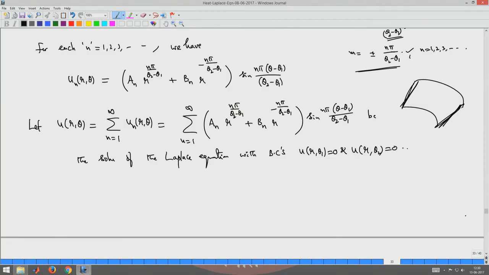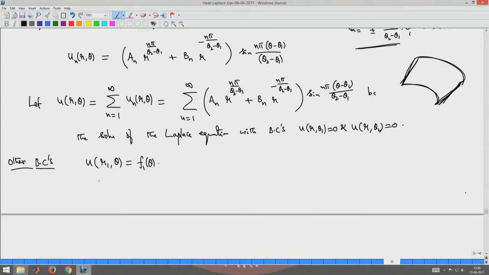So, that satisfies this. Now, it also needs to satisfy the other boundary conditions, so apply the other boundary conditions. What are those? u at r 1, theta is f 1 of theta. So, if you apply that, u at r 1, theta is now this summation, n from 1 to infinity, a_n. What happens is that instead of r, you have r 1 to the power n pi/(theta 2 minus theta 1), which is simply a constant, plus b_n r 1 to the power minus n pi/(theta 2 minus theta 1).